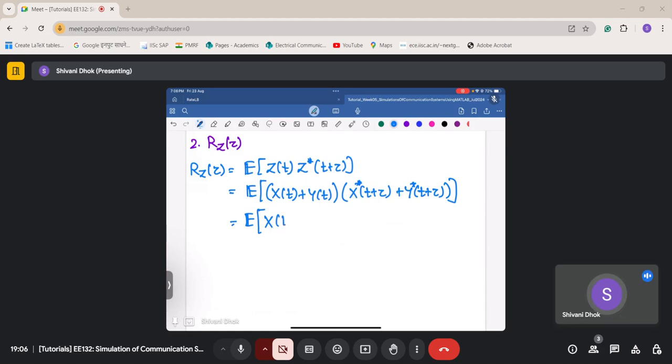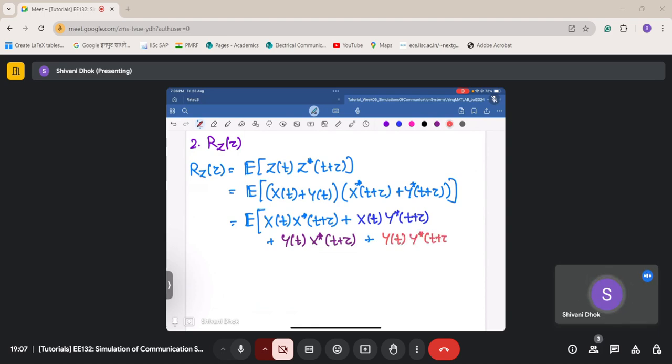So the first term that we'll get is x of t into x conjugate of t plus tau, plus we will get x t into y conjugate of t plus tau. Then we will get y t into x conjugate of t plus tau, plus we will get y t into y conjugate of t plus tau.